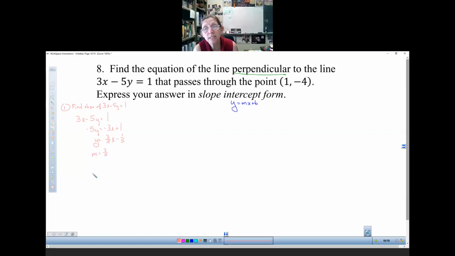Okay. This one does require a little bit of an extra step because now I have to figure out what slope I'm going to use to write my equation. So what slope is used for this equation in this problem? Am I going to use 3/5 or am I going to need to find something else? Help me out. Remember, it's perpendicular.